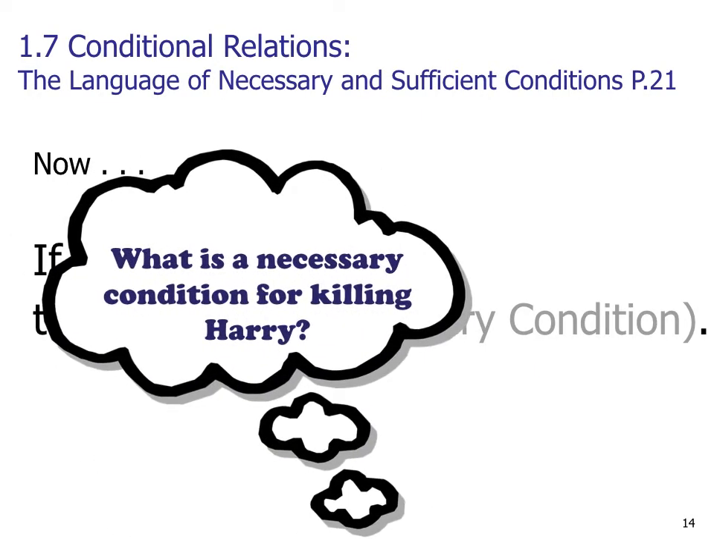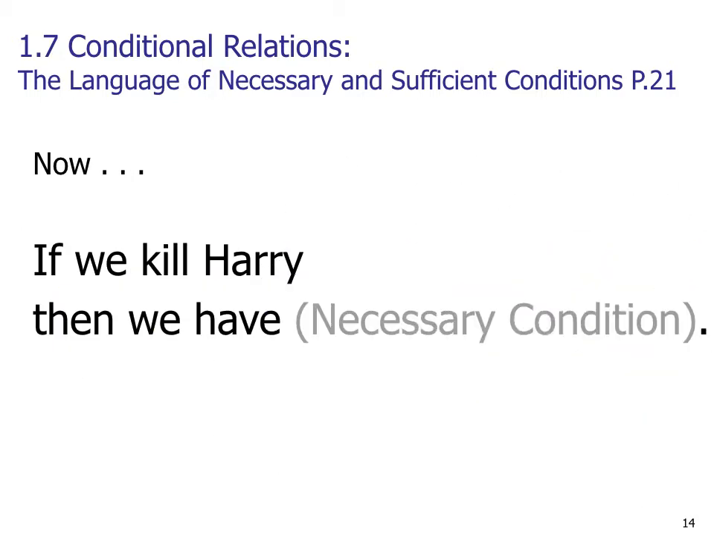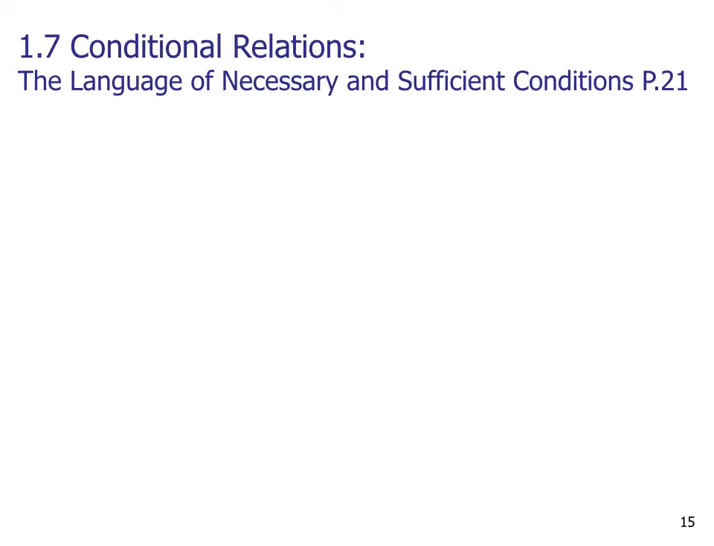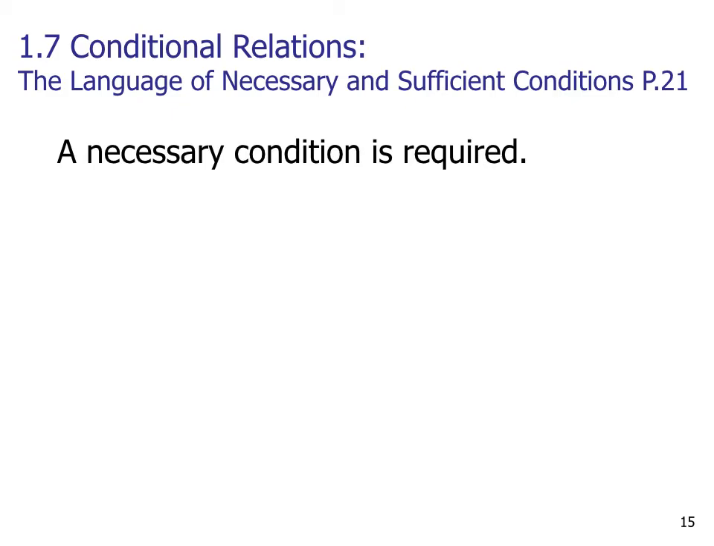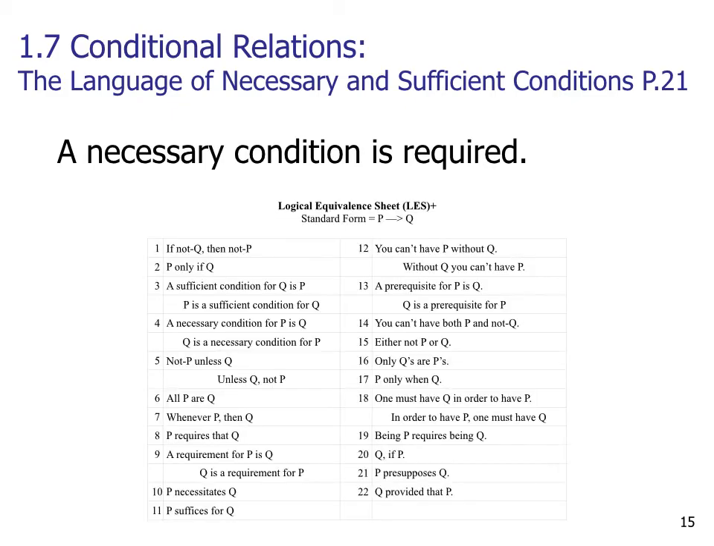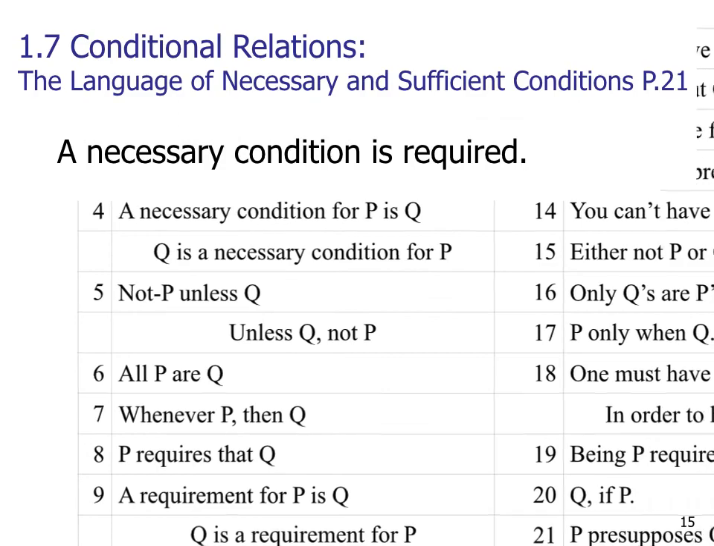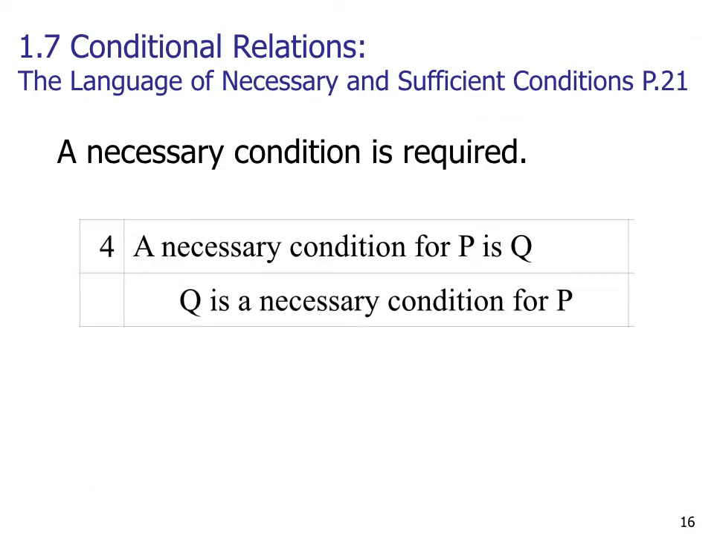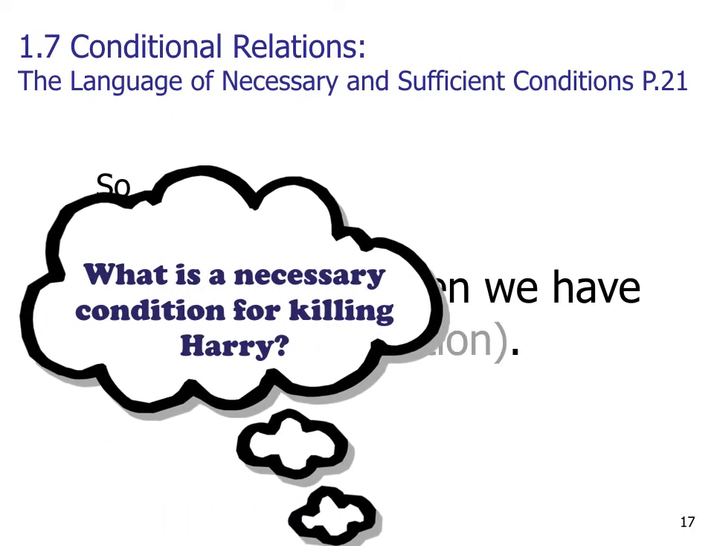Now, we want to look for what is necessary. If we have killed Harry, then we have done what? What is the necessary condition for that? If we've killed Harry, then we have shot him? No, it's not necessary to shoot somebody in order to kill them. But what is necessary? Well, the necessary condition is what is required. And rule number 4 tells us, a necessary condition for P is Q. Another way of saying that, Q is the necessary condition. So in the standard form, if P then Q, Q is necessary.